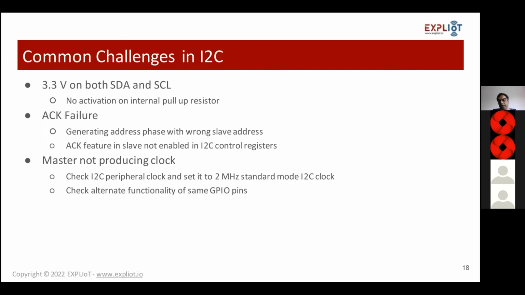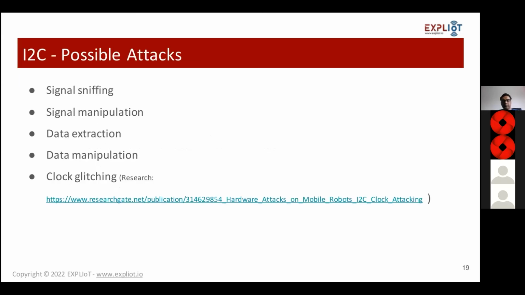In that scenario, you'll have to make sure that you set certain standard frequencies in the I2C peripheral, as well as check the multiplexed pin functionality, because there are certain pins that work as GPIO by default, but can also work as I2C, or as PWM. So are you using the proper functionality of those multiplexed pins, right? If you address those things, your I2C works perfectly fine. And this is again an indication that you can think of such attacks.